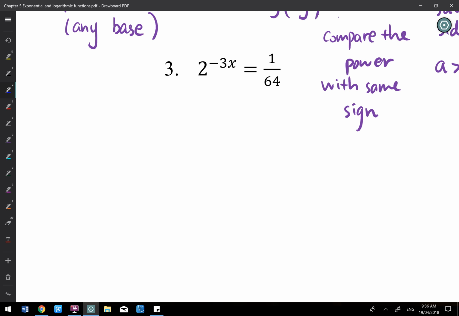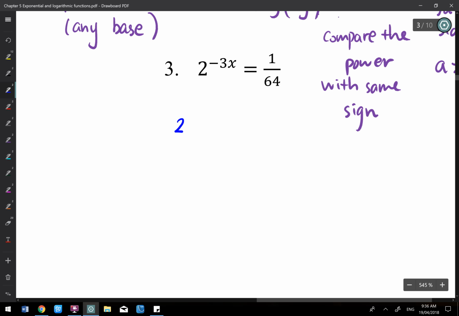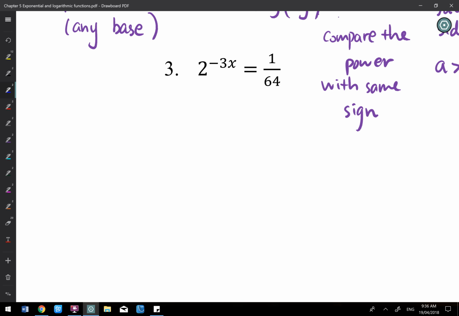Okay, 2 to the power of minus 3x, and the other side has 1 over 64. So 2 should be the number, or a half. Well, if you like, you can make a half. How if I make a half? Well, I can do both ways.